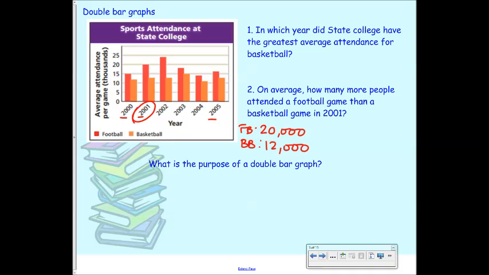Okay, so then the question says how many more people attended a football game, so then what do you do? You would say 8,000. Where's 8,000 coming from? Subtracting the two. Yep, subtract them. So about 8,000 more go to football than basketball. Okay?